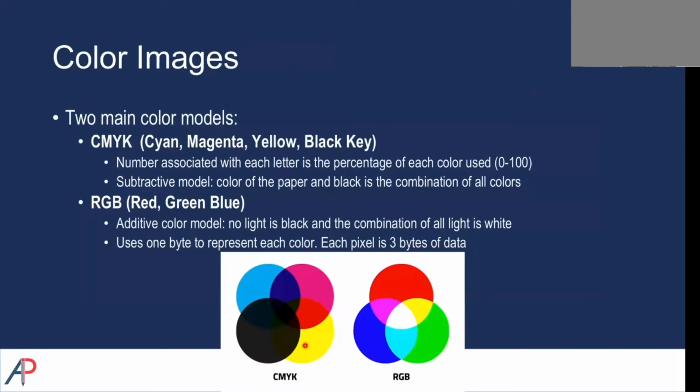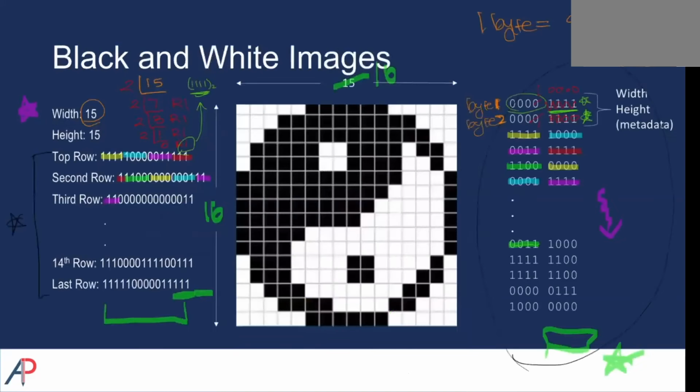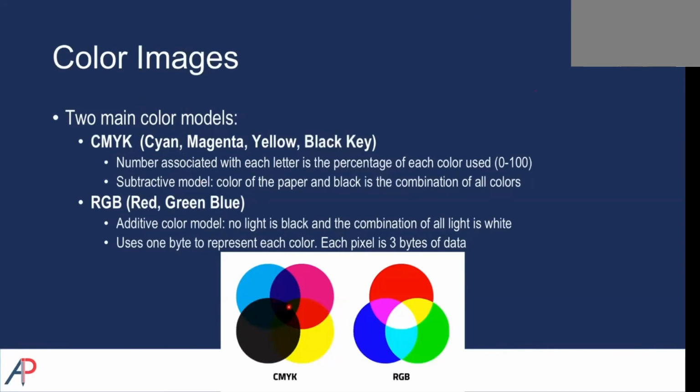We call this a subtractive model because if you take a look, the color of the paper is white, and black is the combination of all colors. If you look inside our little Venn diagram looking thing, the combination of all colors, magenta, cyan, and yellow, will give you the color black. Whereas RGB, when you add all the colors, it'll give you white. This is what we call an additive color model.